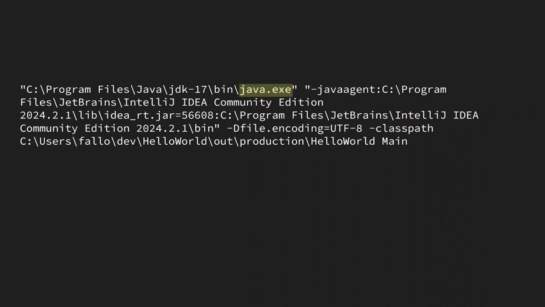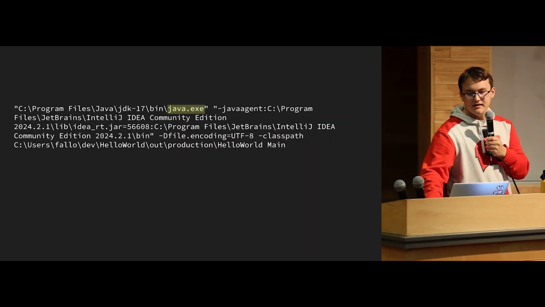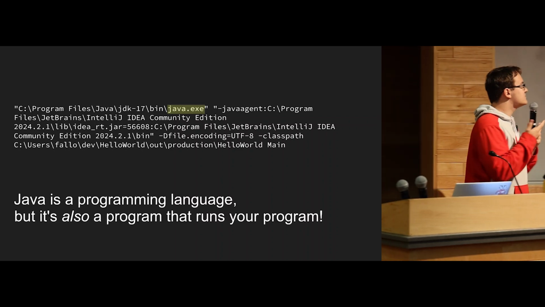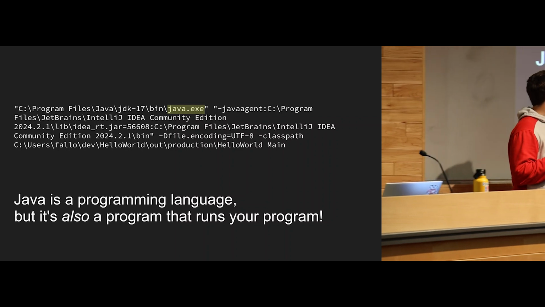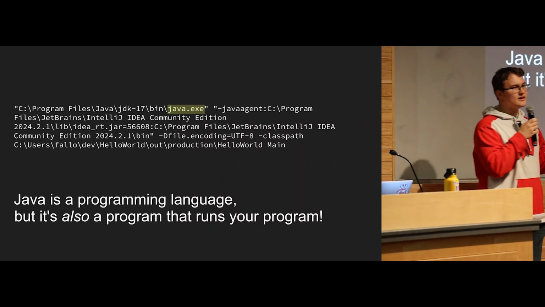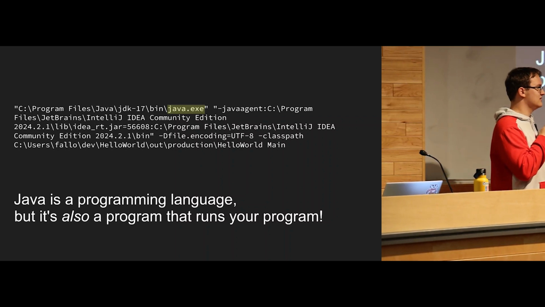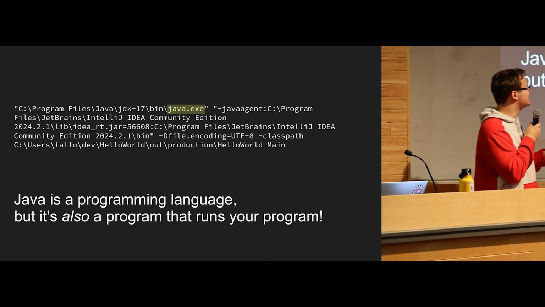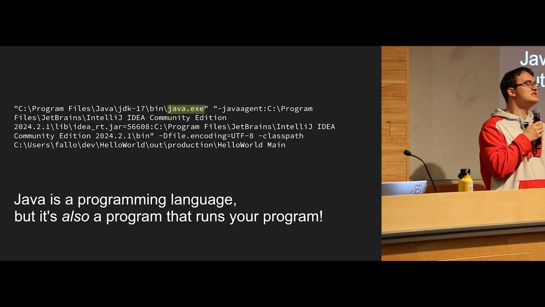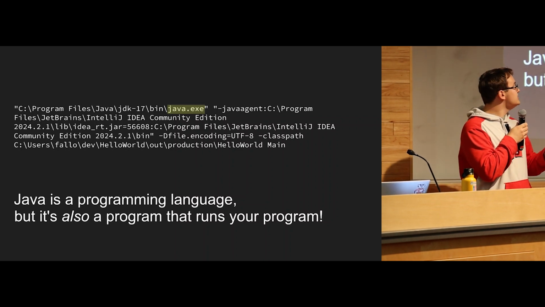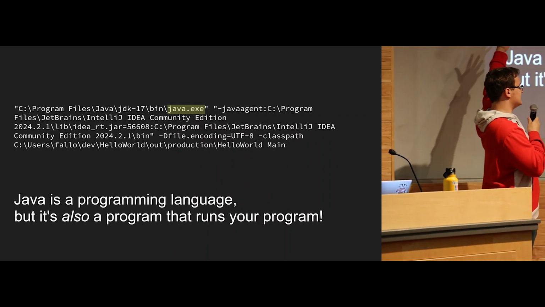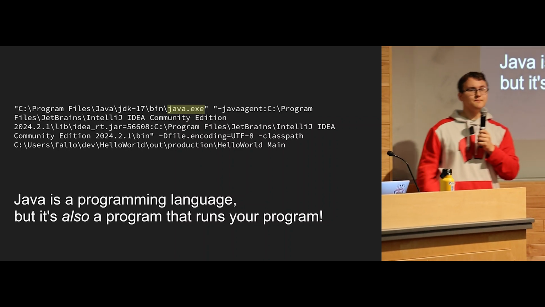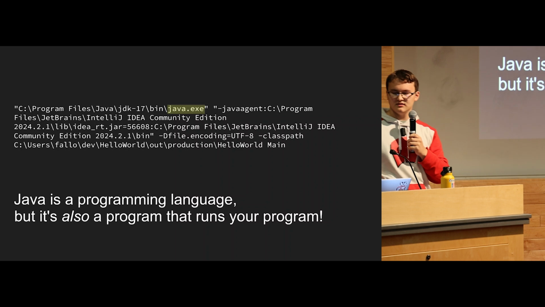And so I came to this realization that Java is a programming language, but it's also a program that runs your program. So you're not running main.exe, which is like the executable. Well, this is an oversimplification, but you're passing the text that's in your main class, and you are giving that to java.exe to run and interpret it. And Java is something called an interpreted language.